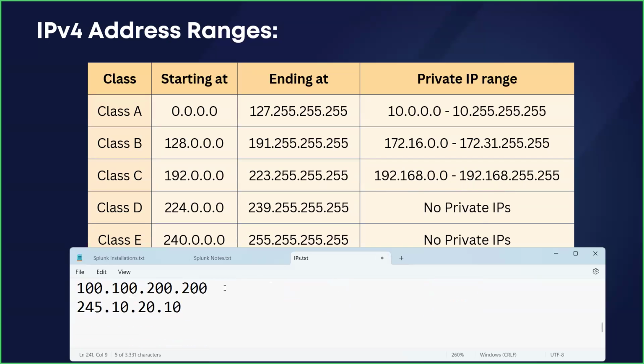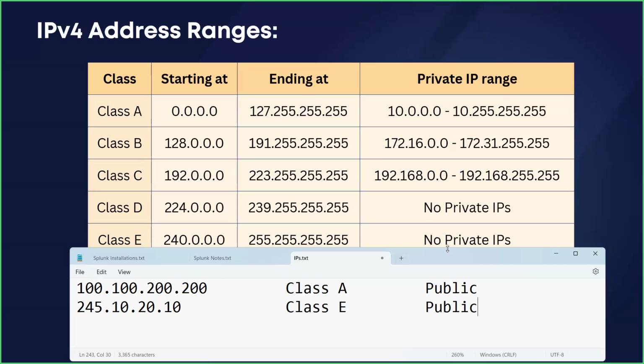Next one, 100.100.200.200. Class A and public. Correct answer. Next one. Okay. So if it's not a private IP, then which one is it? Public. Definitely public. Okay. Correct answers, guys. So this is how you've categorized which IP falls under which range.